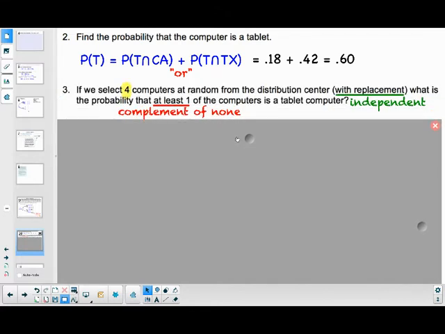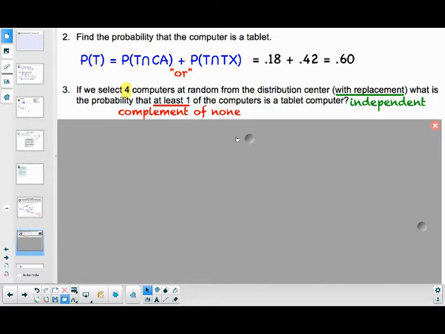If we select 4 computers at random from the distribution center with replacement, and that with replacement is important because it means these are independent events. Knowing the outcome of one isn't going to affect the other, because if I took one out, there would be 1 less computer in the mix, so it might affect the final probability. What is the probability that at least one of the computers is a tablet? So that's tough, at least one, because 1 could be a tablet, 2 could be a tablet, 3 could be a tablet, or all 4 could be tablets.